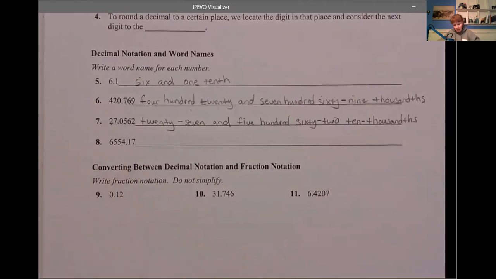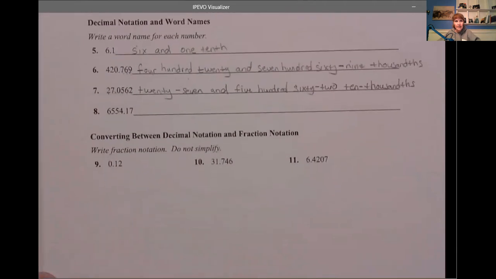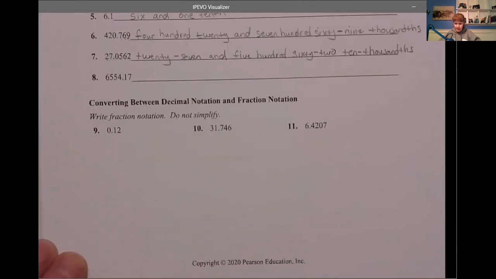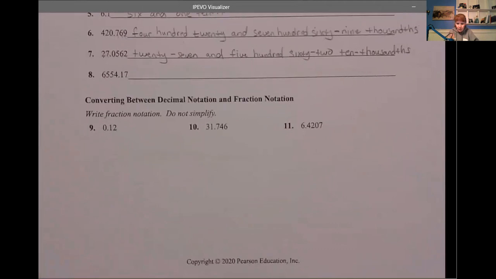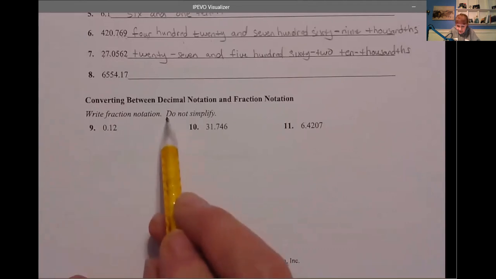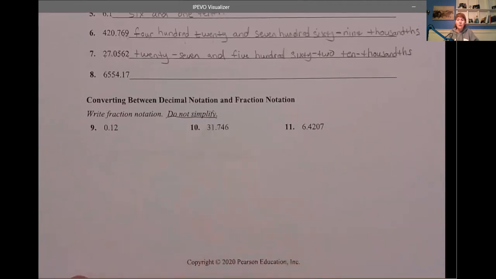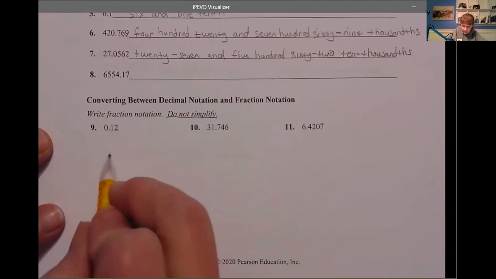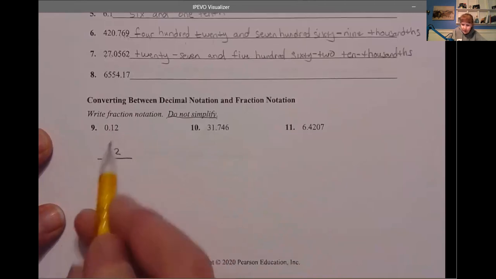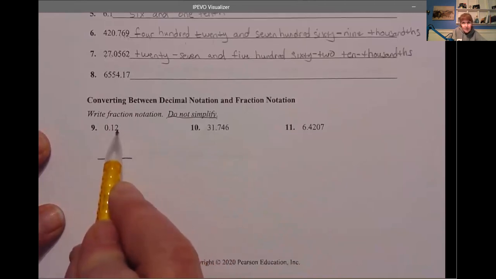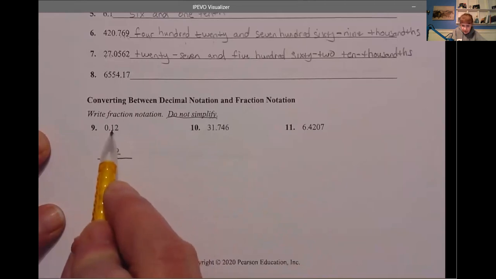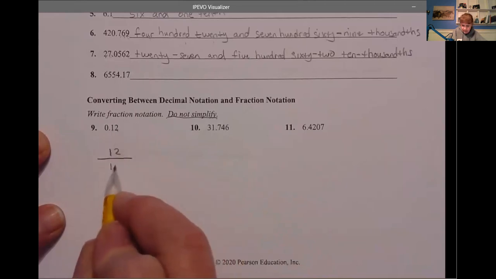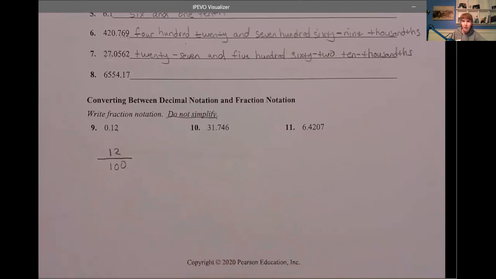Okay, so that probably gets you started on writing these decimals as words. Now we're going to go ahead and write these decimals as fractions. The nice thing is, do not simplify. So we do not have to reduce our fractions. Yay. So this one right here, 12. Where does the 2 end up? What spot? Well, we've got tenths, hundredths, and you're done. 12 hundredths.